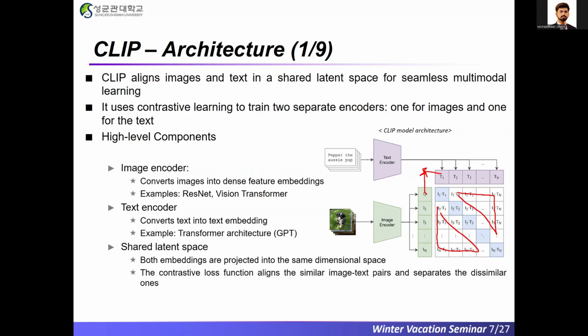So the idea here is using contrastive loss, which we will talk about in a later slide, how contrastive loss works and how it is used in order to maximize this embedding similarity and minimize this one. Let's talk about each of the components in detail. This was a bigger picture of the CLIP architecture.